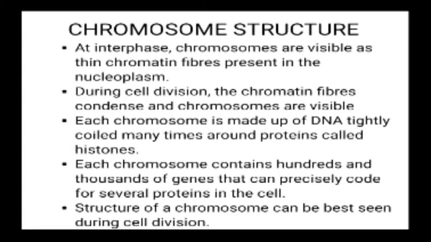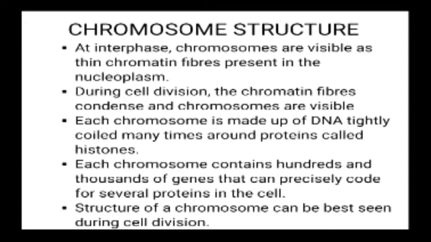Then our last topic is chromosome structure. We know at interphase the chromosomes are visible as chromatin fibers. During cell division, these chromatin fibers condense and chromosomes are visible. Each chromosome is made up of DNA and proteins. These proteins are called histones. Each chromosome contains hundreds and thousands of genes that code for several proteins.